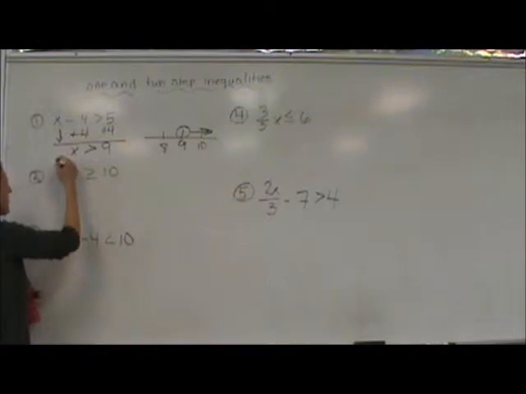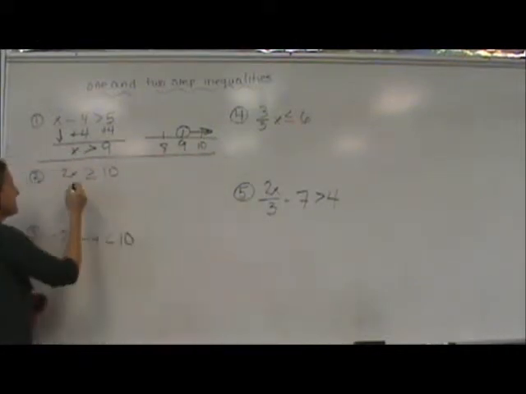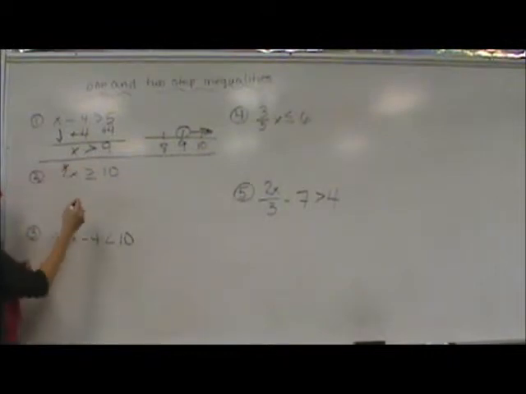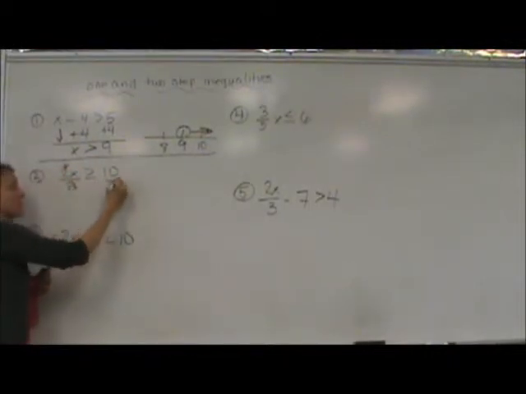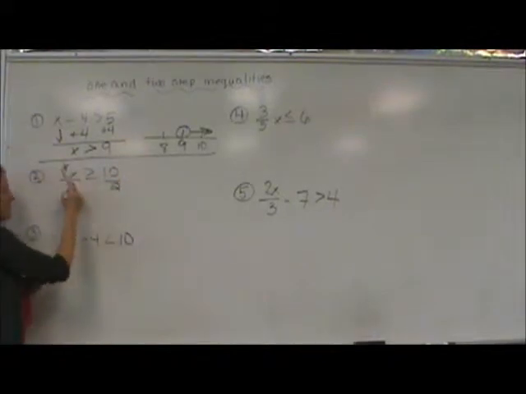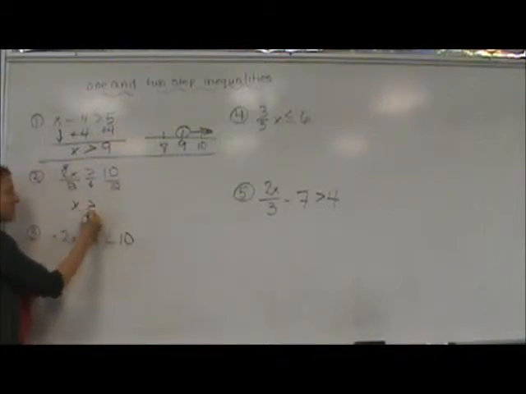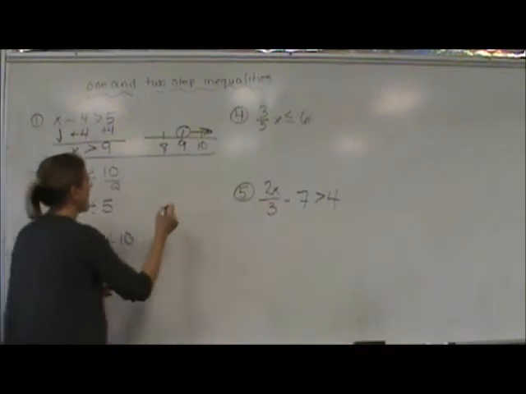Question 2. I see here that it says 2x. 2x means multiply, so the opposite would be divide. So I'm going to divide both sides of the problem by 2. Cross it out, I bring down my x term, bring down my greater than or equal to sign, and I divide 10 by 2 and I get 5. x is greater than or equal to 5.